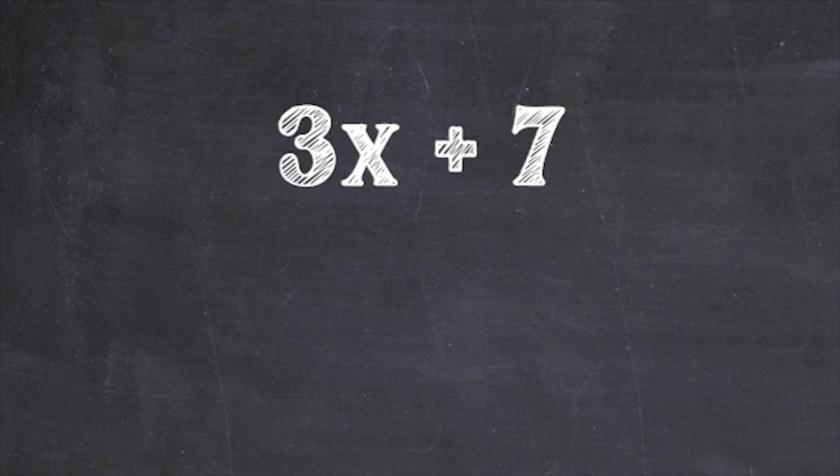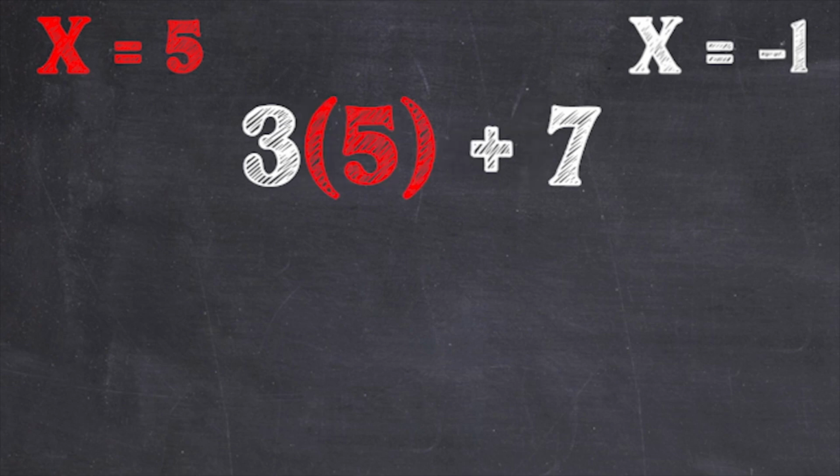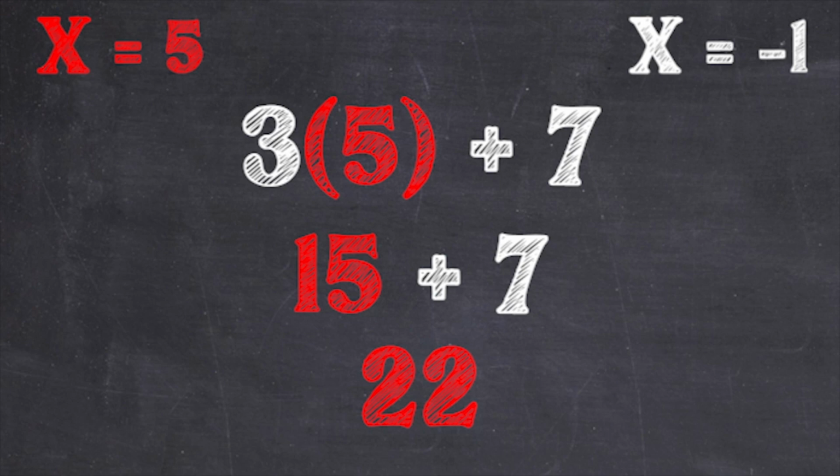Change the value of x. We'll try x equals 5 and x equals negative 1. Let's start with x equals 5. To evaluate, replace x in the expression with the number 5 and then simplify. After plugging in 5 for x, we need to multiply 3 and 5 together, which gives us 15. This leaves us with 15 plus 7. We can now add 15 and 7 to get 22 as our final answer, which is the value of the algebraic expression. When x equals 5, the expression 3x plus 7 has the value 22.